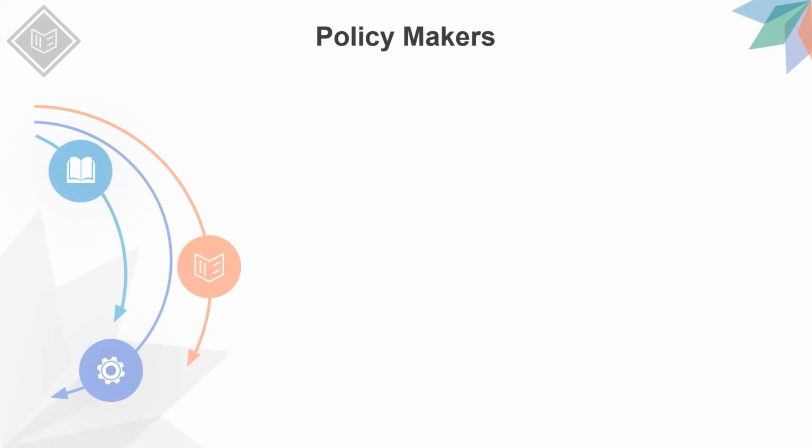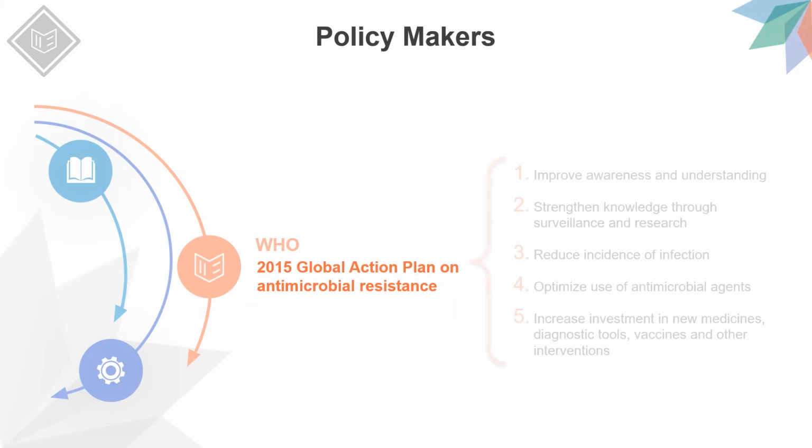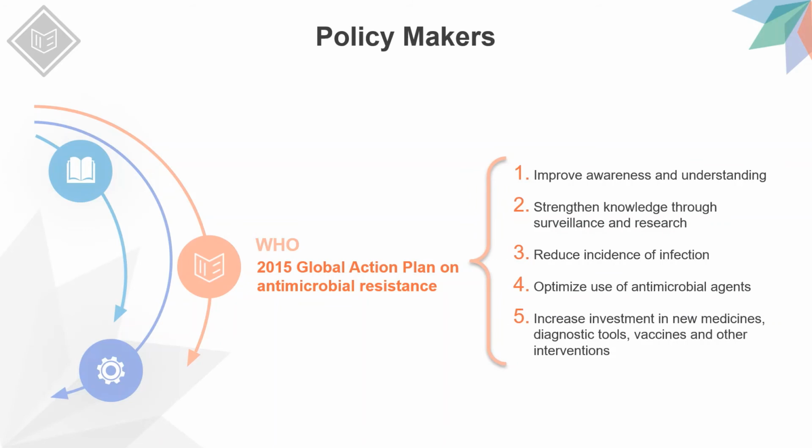Firstly, for the policymakers, in 2015 the WHO enacted the Global Action Plan to combat antimicrobial resistance. This plan has 5 objectives. 1. To improve awareness and understanding of antibiotic resistance. 2. To strengthen knowledge of antimicrobial resistance through surveillance and research. 3. To reduce the incidence of infection. 4. To optimize the use of antimicrobial agents. And 5. To increase investment in new medicines, diagnostic tools, vaccines, and other interventions.